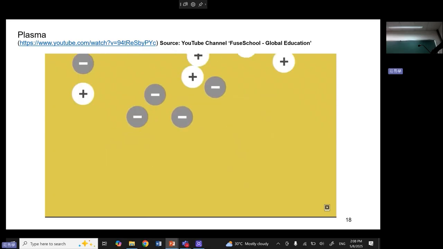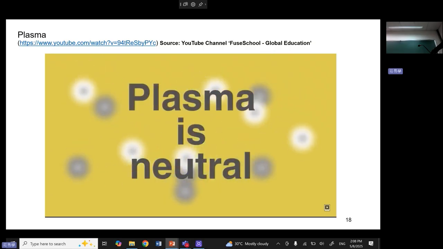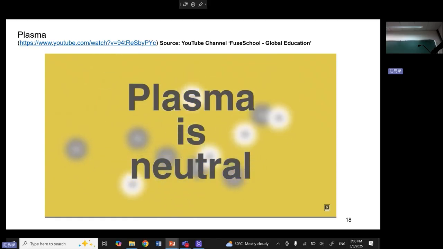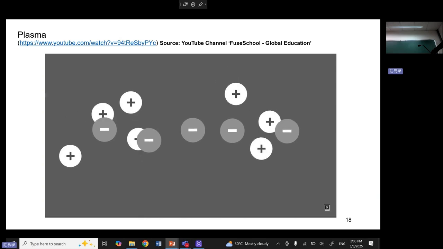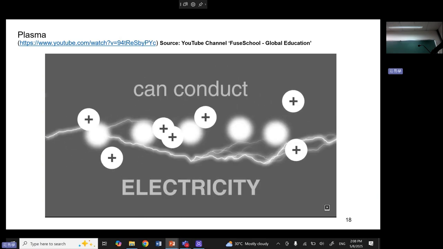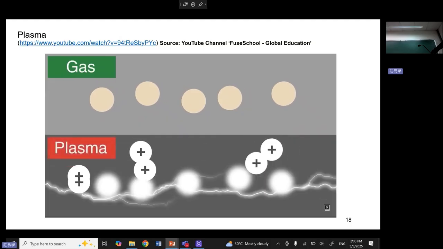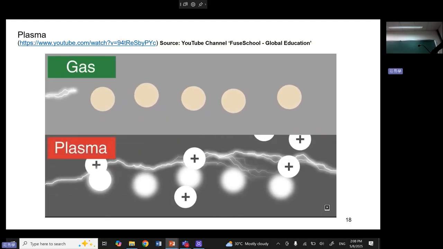Although they contain both negative and positive particles, plasma is neutral overall, as there are equal amounts of oppositely charged particles. Since free electrons are present, substances in plasma form can conduct electricity. This is what separates a gas from plasma. Gases cannot conduct electricity, but plasma can.